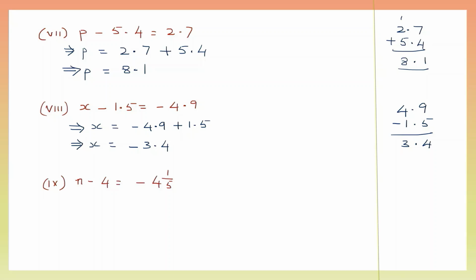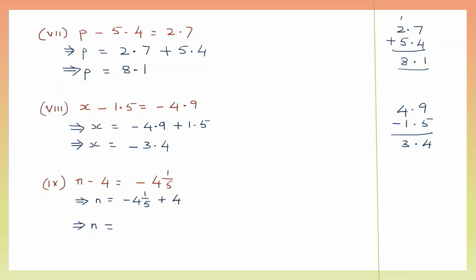Question 9. N minus 4 equals minus 4 1 by 5. So let's solve for N. N is equal to minus 4 1 by 5. Now when I move minus 4 to the right side, it becomes plus 4. So let's solve N. Okay.